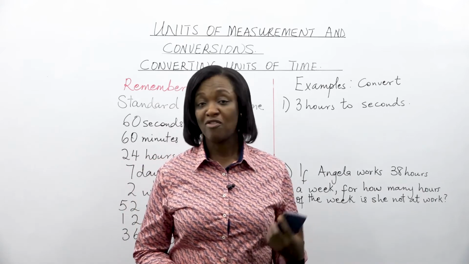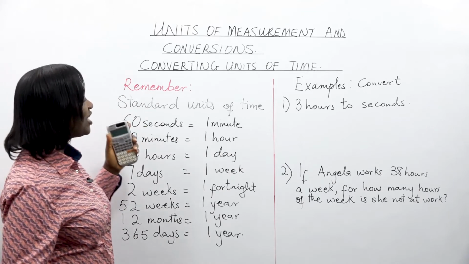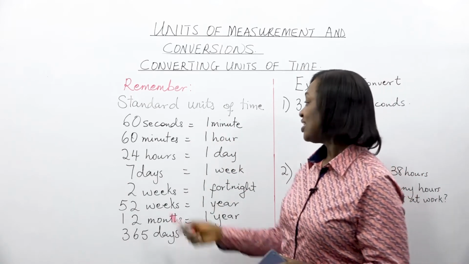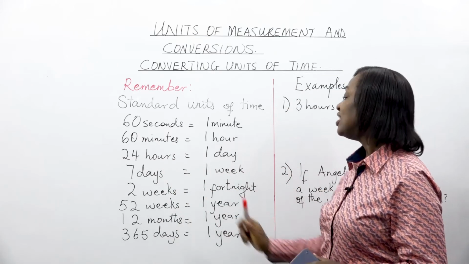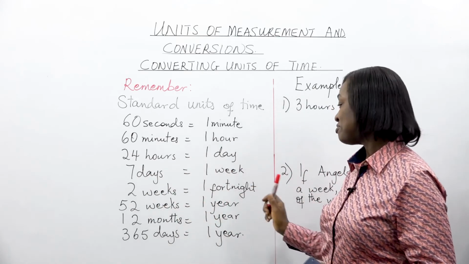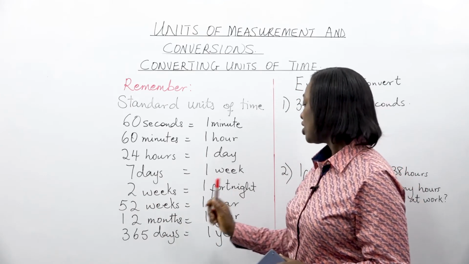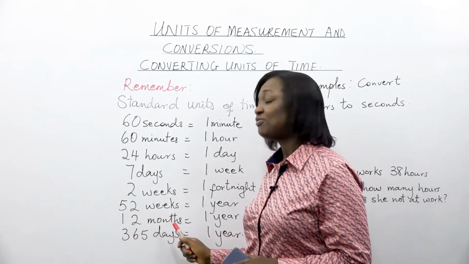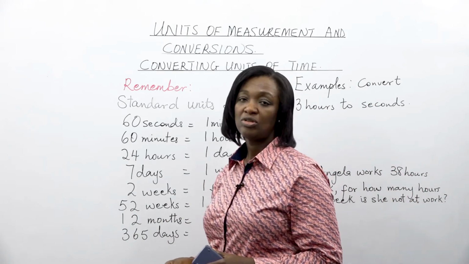Let's do some work converting units of time. Remember standard units of time. 60 seconds is equal to 1 minute. 60 minutes makes an hour. 24 hours make a day. 7 days make a week. 2 weeks is a fortnight. Remember that. 52 weeks makes a year. 12 months is equal to 1 year. And there are 365 days in a year. We'll just use some of these in our work.